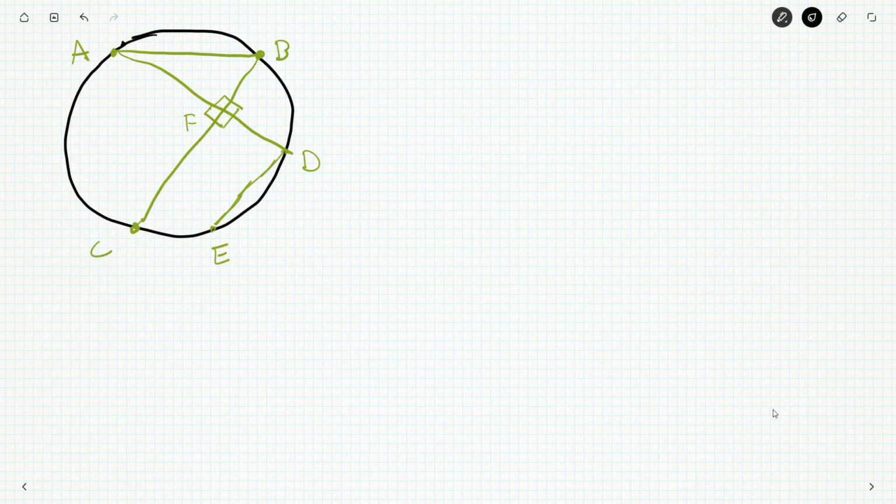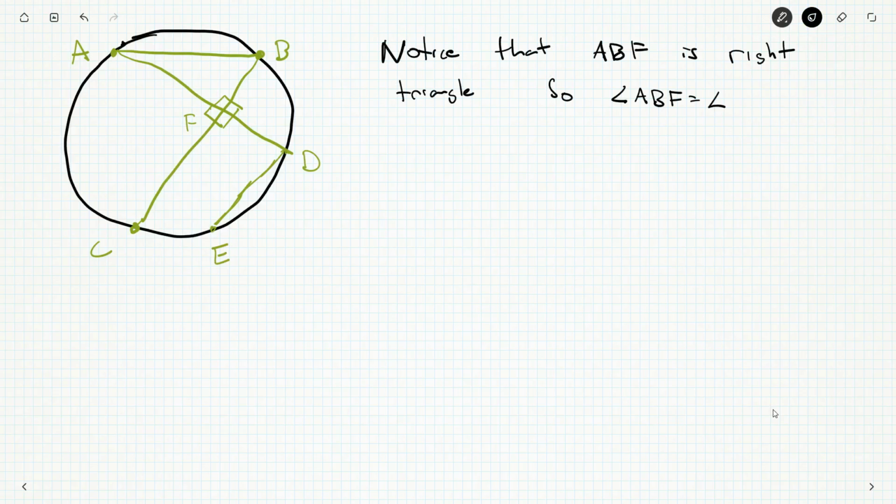So I might say something like, notice that ABF is a right-angled triangle. So angle ABF, which is equal to angle ABC, plus angle BAD is equal to 90 degrees.